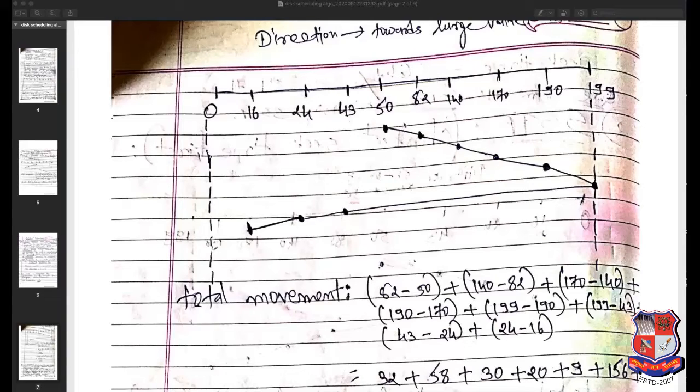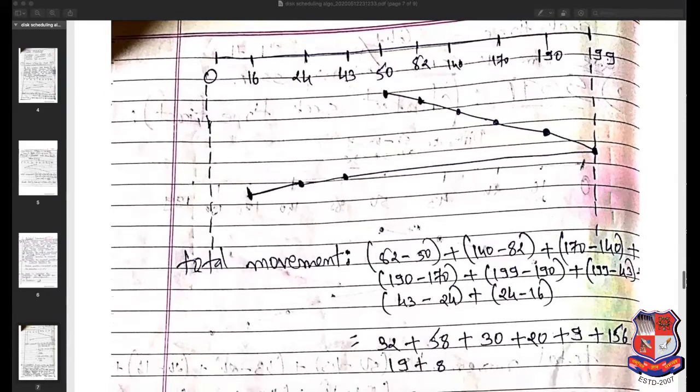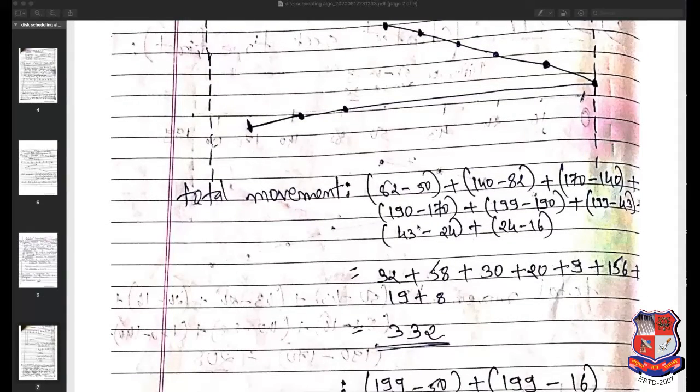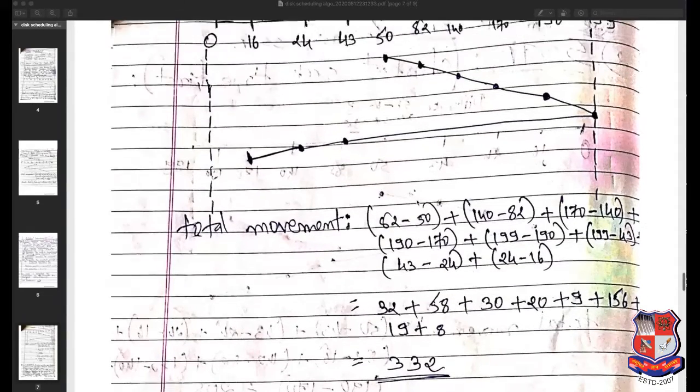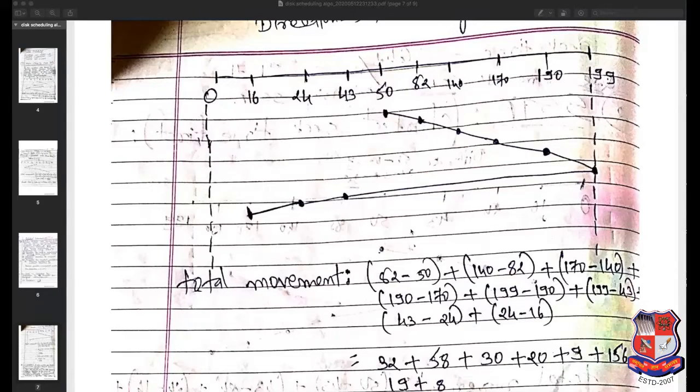My movement is 50 to 82, then 82 to 140, 140 up to 199, and 199 up to 43, and likewise at last 16. As per the question, we find the total movement. The total movement is the next position's large value minus small value. So here 50 and 82, so 82 minus 50, large minus small.